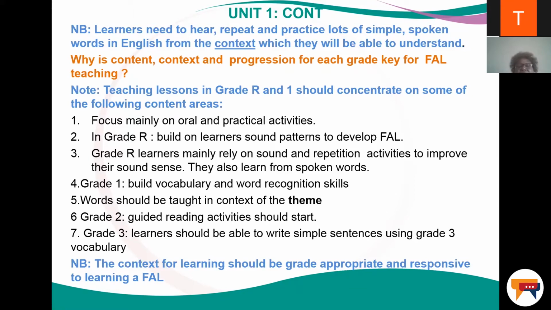In grade 2, guided reading activities should start. In grade 3, learners should be able to write simple sentences using grade 3 vocabulary. And B, always note, the context for learning should be grade appropriate and responsive to learning FAL. So you need to also remember that context is key. Appropriateness is key for each and every grade.